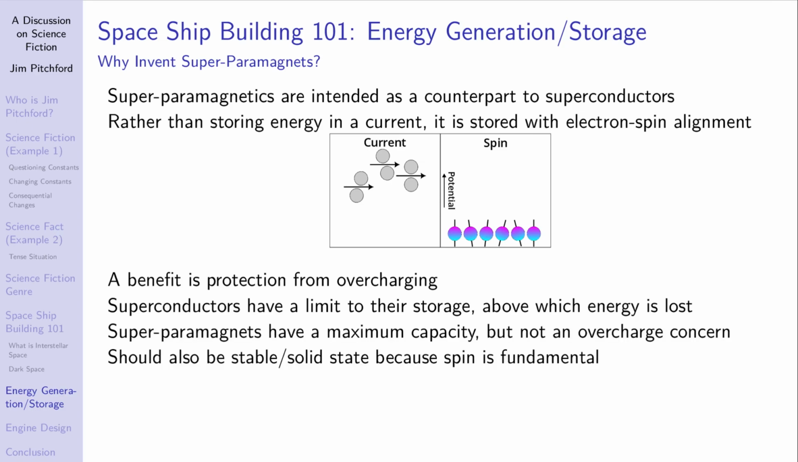You can't do that with electron spin, though. Okay, it's like they get aligned, they're perfectly parallel aligned, and that's it. There's just a maximum limit. You can't push more energy into that. It's stable, it's solid state, because spin is just a fundamental property of an electron.